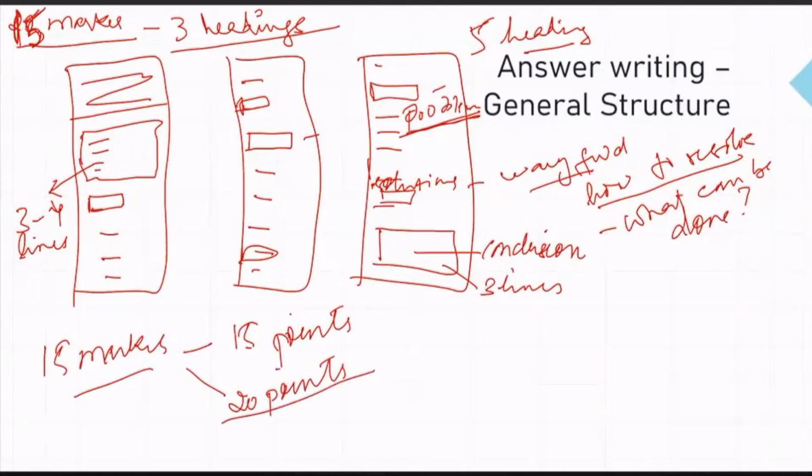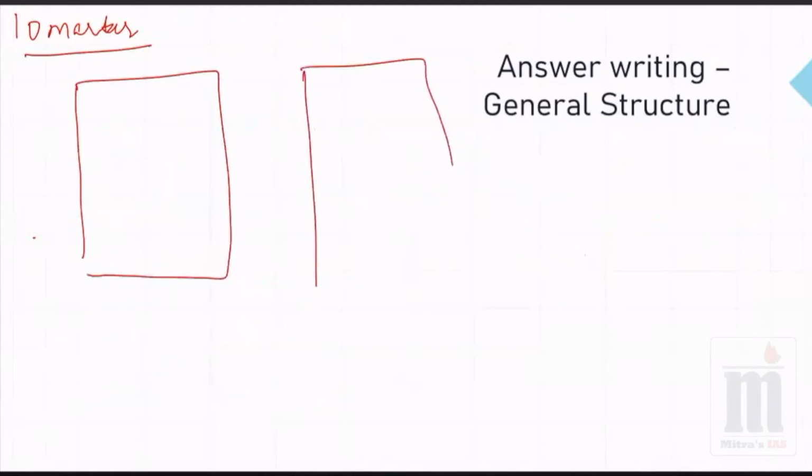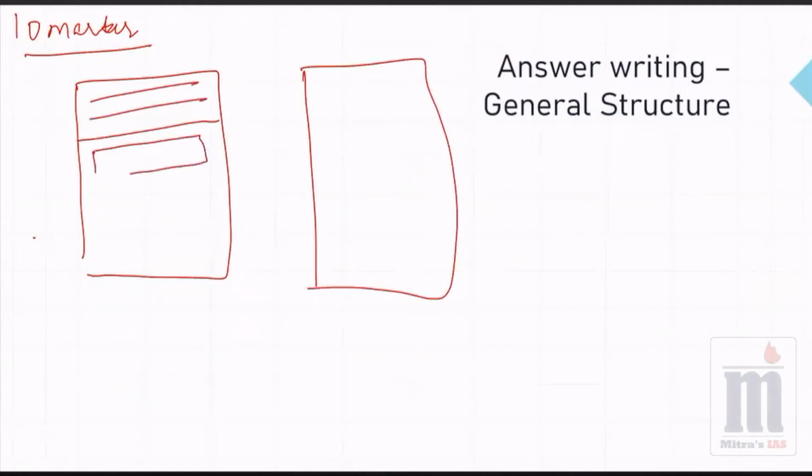And now how to write the introduction. No, first I'll discuss the 10 marker question, and then I'll tell you how to write introduction and conclusion. Now, 10 marker question. You will have 2 pages in a 10 marker question. This will be your question. Okay, this much space is already taken. Now you will write your introduction here. Your first heading starts here. 1, 2, 3, 4, 5. Second heading here. 1, 2, 3, 4, 5, and then conclusion.